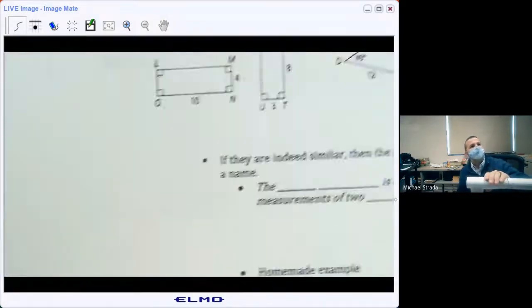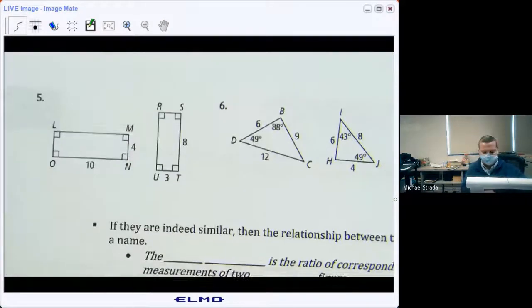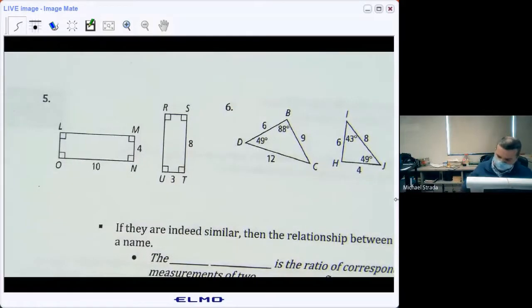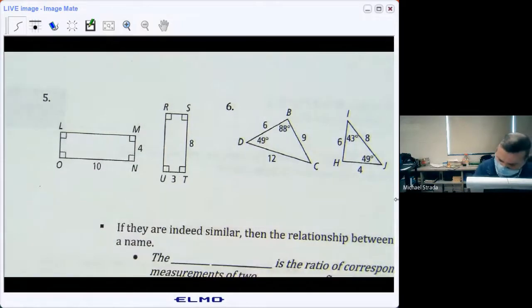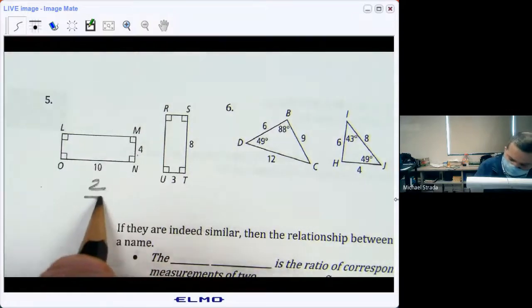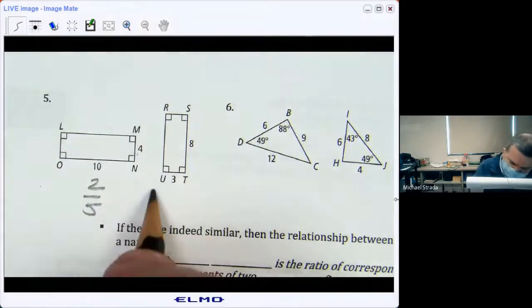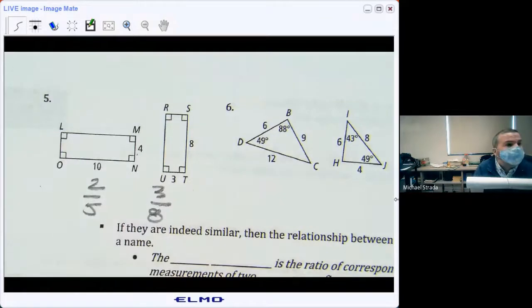All right, number 5 in the top of the next column. Are they both rectangles? Yes, so we do not need to check angles, and it is a rectangle, so opposite sides are congruent. So if I look at 4 over 10, that would reduce down to 2 over 5. If I look at 3 over 8, that would only be 3 over 8. Are they equal to each other? No, they are not. Therefore, they are not similar. All right?